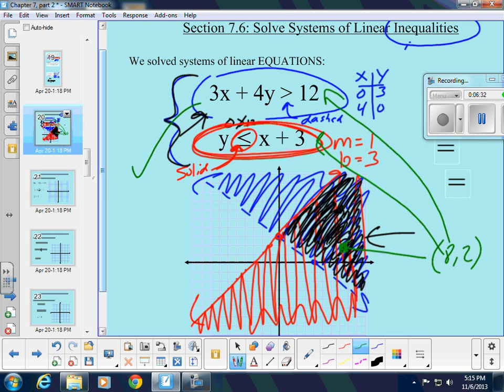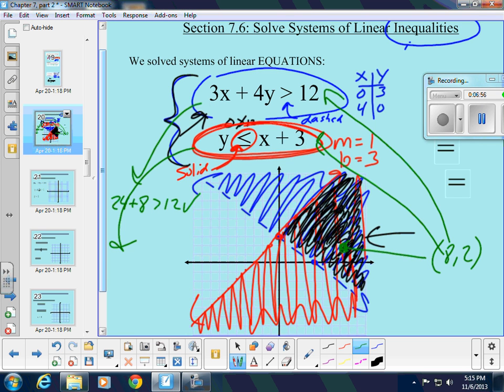I'll bring it down here for the top one. If I put 8 in for x and 2 in for y, 8 times 3 would be 24. 2 times 4 would be 8, not 16, but 8. And is that greater than 12? Well, yes, 24 plus 8 is 32. Yeah, that is greater than 12. So the point (8, 2) works on the first inequality.